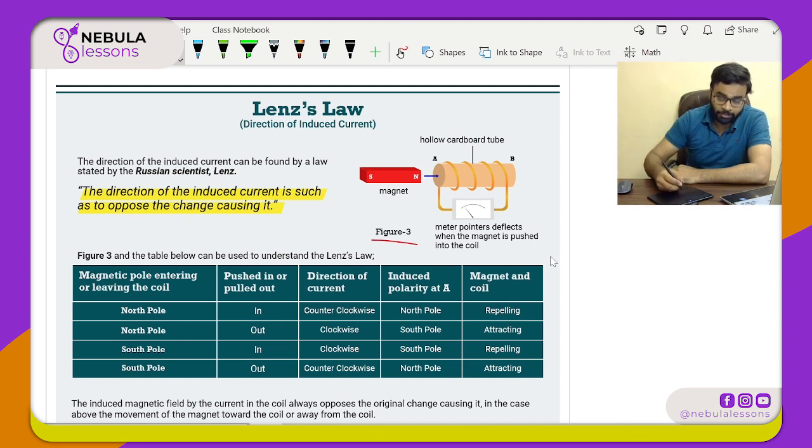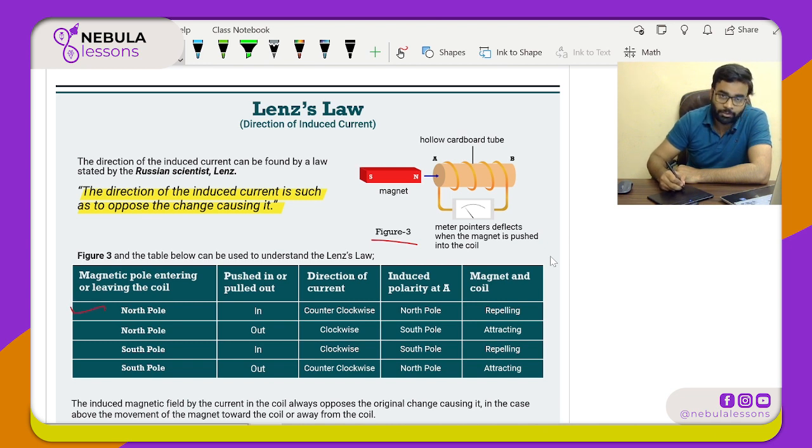To record our observations, we have this table. The table lists the magnetic pole which would be moving towards the coil or away from the coil. We have another column which shows whether the pole of the magnet is pushed in or pulled out, and the direction of the current which will be induced as a result of the changing magnetic field, the induced polarity at ends A and B, and we also have a column for the interaction between the bar magnet and the coil. So let's consider stage 1 of this experiment.